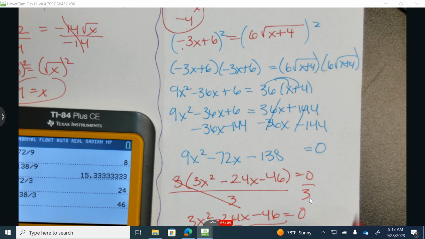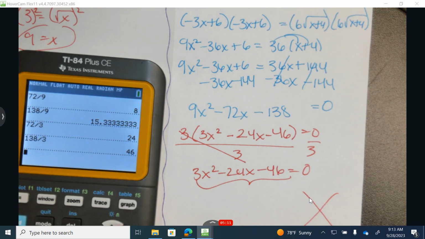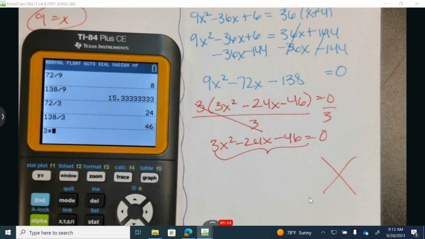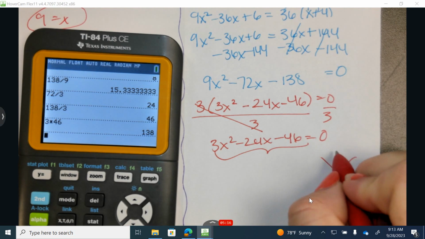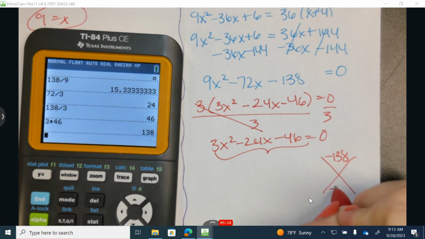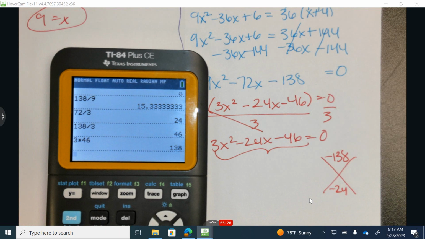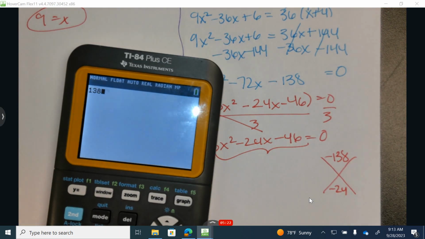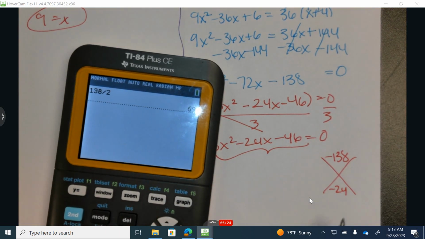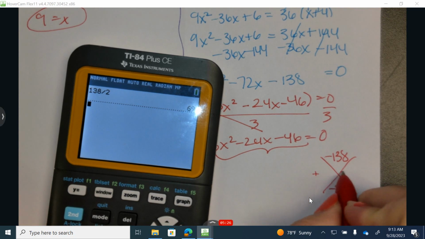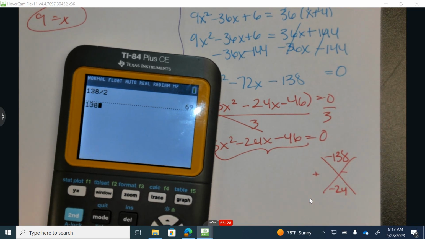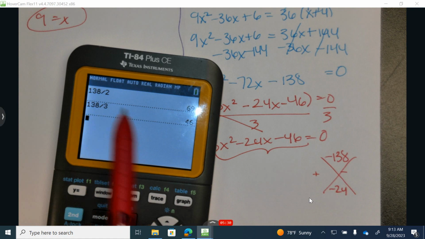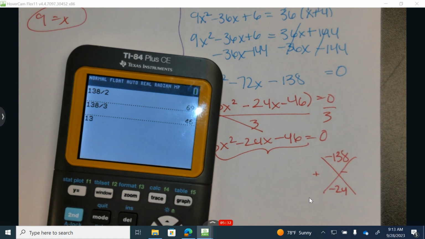Okay, so is this factorable? Let's check and see. 3 times 46, so I have a negative 138 and a negative 24. And so I'm literally just going to start trying 138 divided by 2. So 2 and 68 do not combine to give me somehow 24. 138 divided by 3. Okay, 46 and 3, no. 138 divided by 4. Nope, 138 divided by 5 won't work. Divided by 6, okay, that doesn't work.